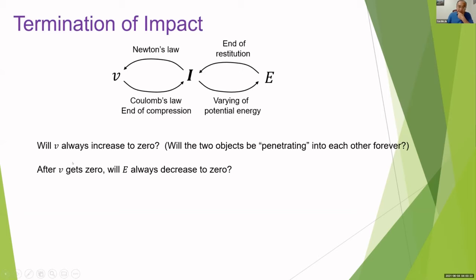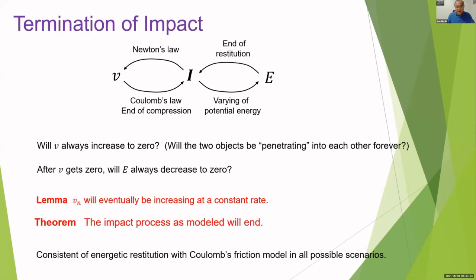Will the contact velocity always increase to 0? Because in the very beginning of the impact, it's actually along the inward normal direction, right? So after it gets to 0, will the potential energy decrease to 0 to end the impact? That's another thing we have to worry about. So for 2D impact, it is actually easy, and using some proof you can show that this normal contact velocity will eventually be increasing at a constant rate. Building on that, we can show that the impact process will end. So Coulomb's friction and this energetic restitution law are consistent.